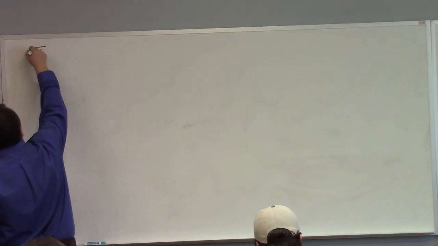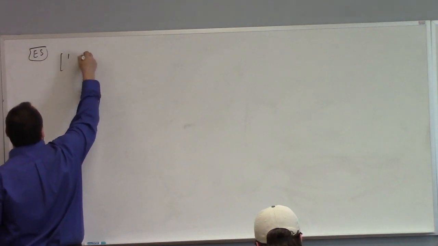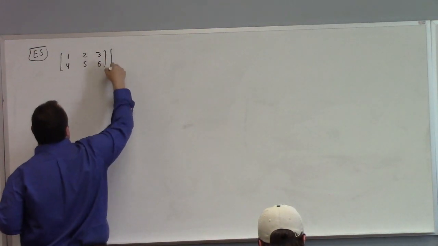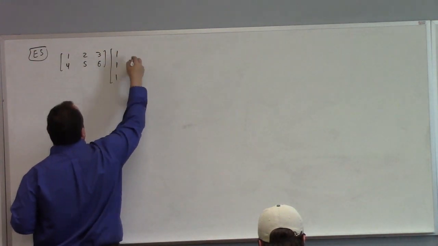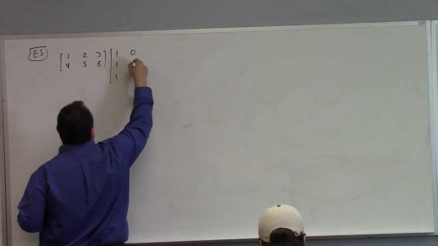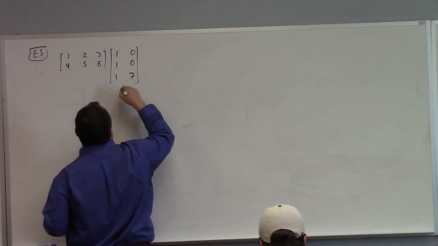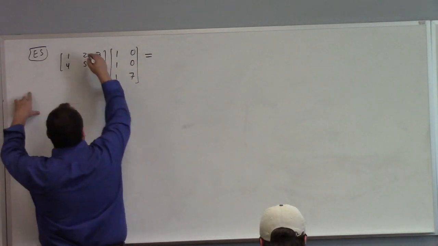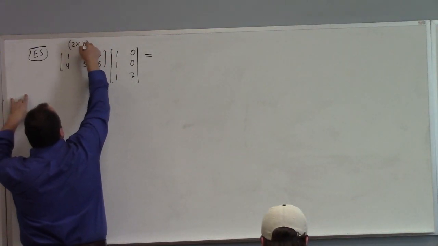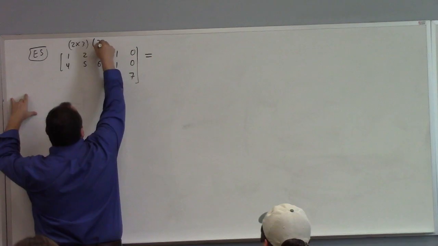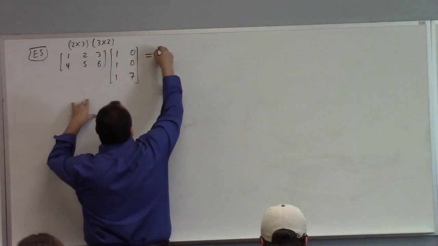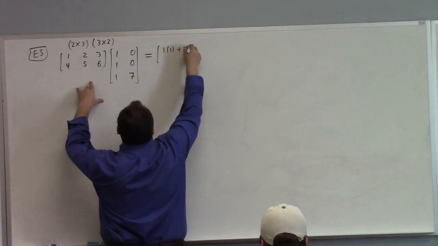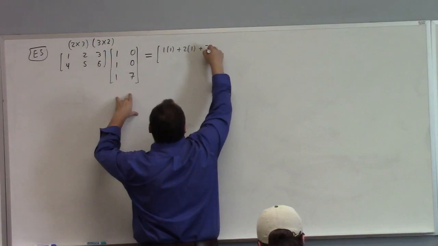Example 5. We should do another one. Suppose I have 1, 2, 3, 4, 5, 6, and I'm multiplying by 1, 1, 1, and 0, 0, 7. Can I form such a product? Is it allowed? Notice that this is a 2 by 3 times a 3 by 2, so the answer is yes, we can.